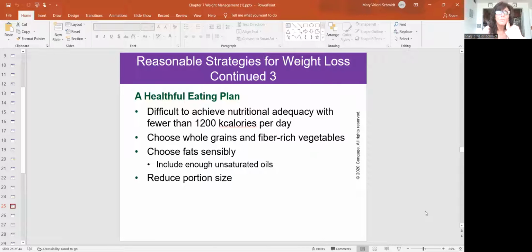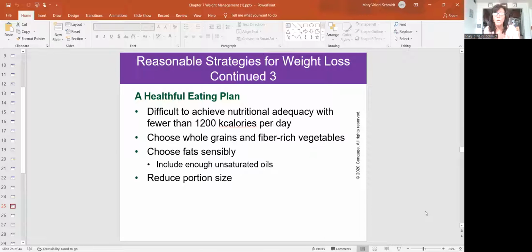It's difficult to achieve nutritional adequacy, in other words, to get all that your body needs on less than 1,200 calories a day. You have to take in that much to get the amount of vitamins and minerals and lipids and proteins and carbohydrates that you need just for your body to function.